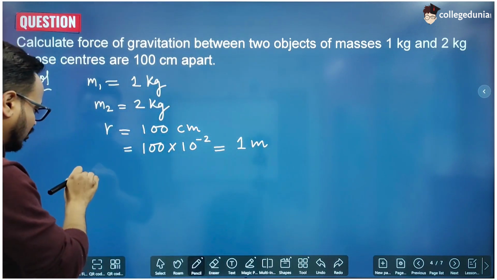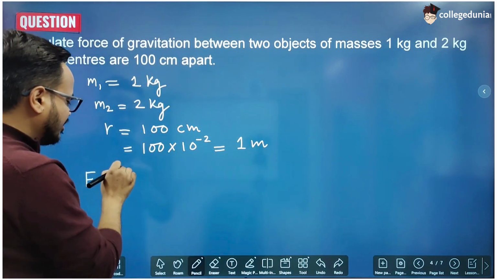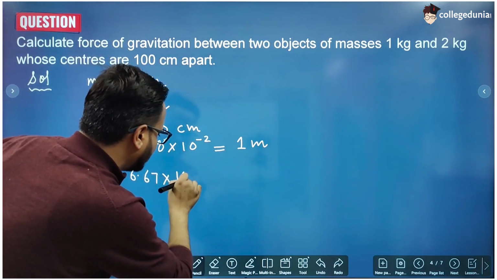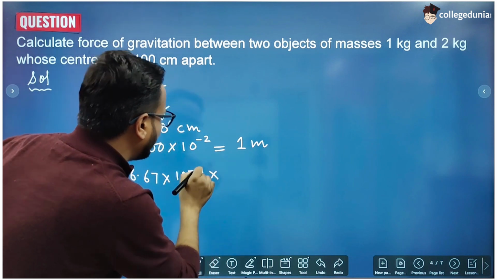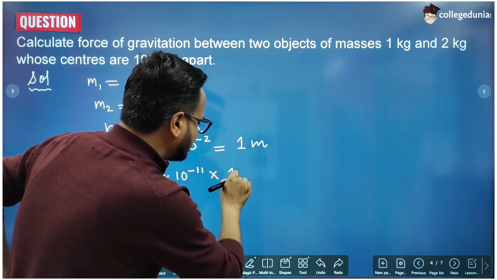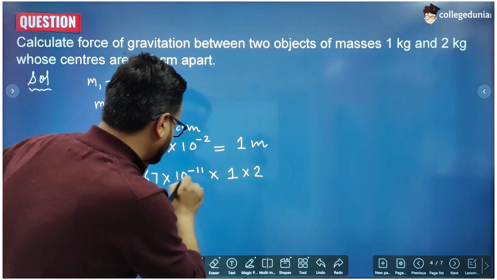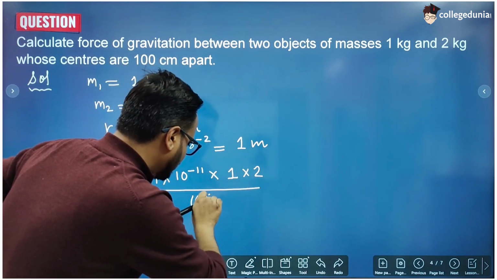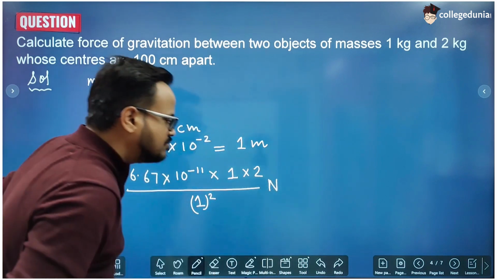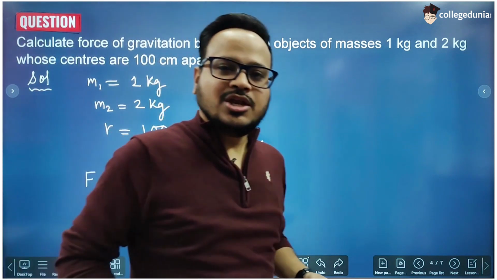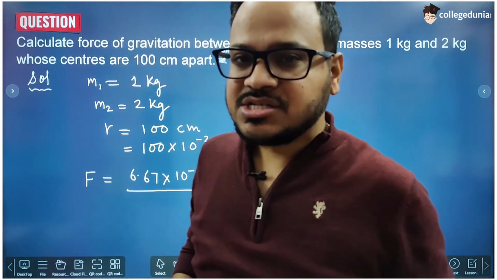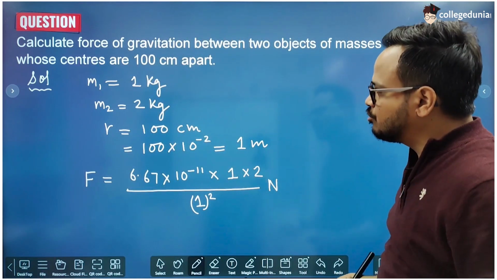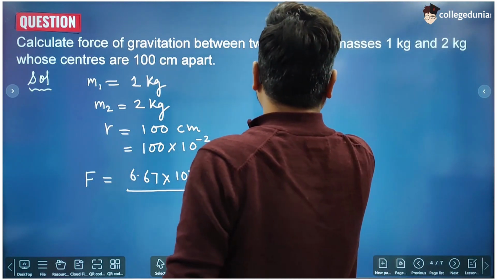Now let's apply the formula. Force is G, the value of G is 6.67 into 10 raised to power minus 11, into M1, which is 1 kg, into M2, which is 2 kg, divided by R square. And this answer now comes out in Newton, because everything is now in standard unit, so the answer will also come in standard unit, and the standard unit of force is Newton, right?